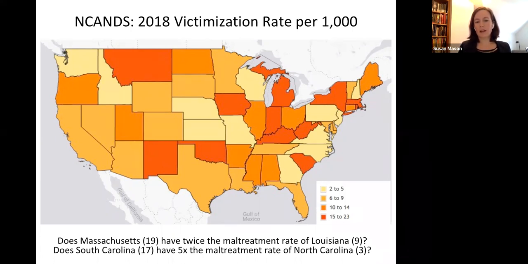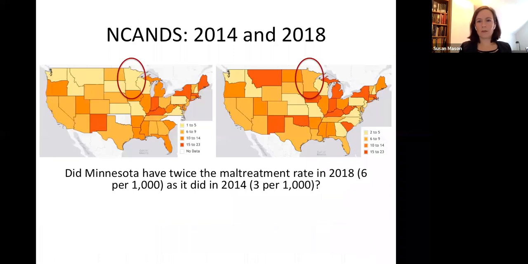Do we think South Carolina had 5 times the maltreatment rate of North Carolina, their neighbors? South Carolina's maltreatment rate was 17 per 1,000, and North Carolina's was 3 per 1,000 in 2018, according to NCANDS. And then I want to just focus here on Minnesota in 2014 and 2018. In 2014, Minnesota had a victimization rate of 3 per 1,000, according to NCANDS. And in 2018, it doubled to 6 per 1,000.